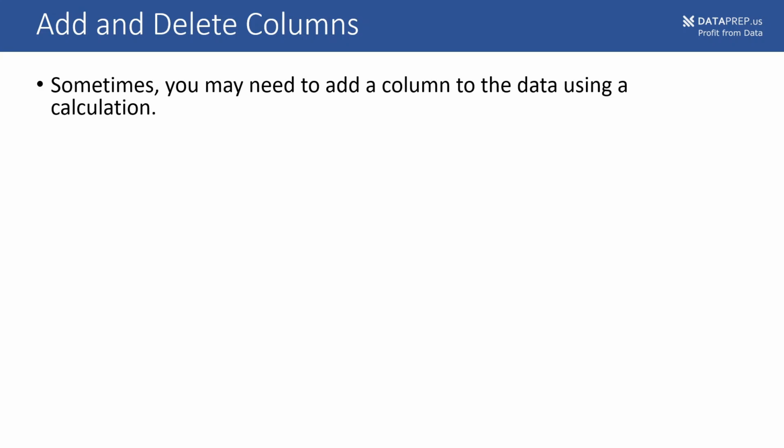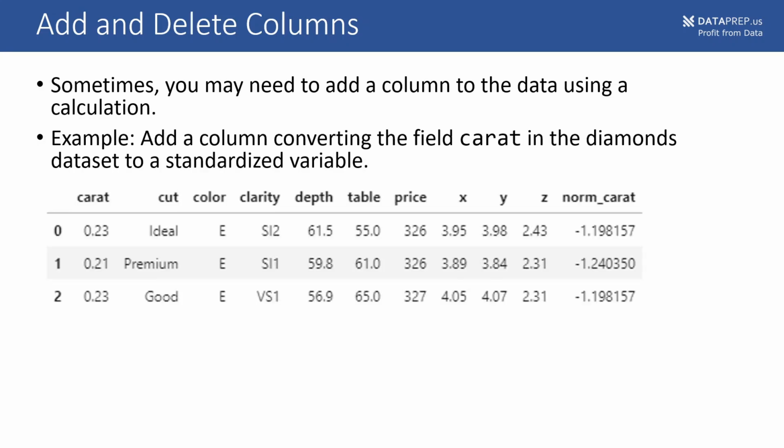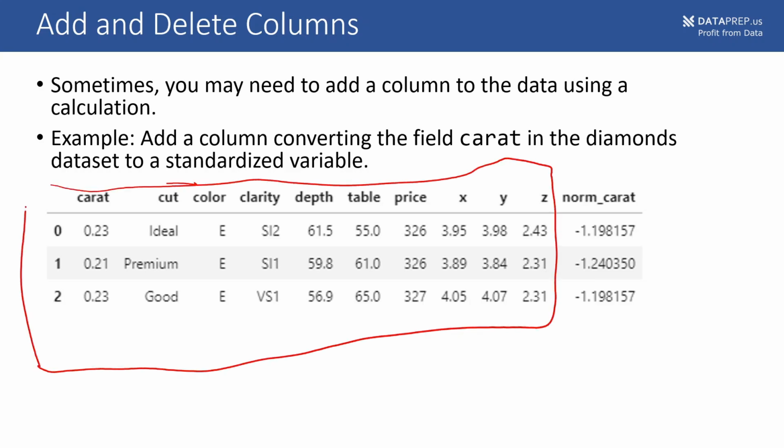Adding and deleting columns. So sometimes you may need to add a column to a data set using some calculation. So here, let's take an example. We have our diamonds data set all the way up to here. And what we wanted to do was calculate the z-score or the normalized value for carats to the right of this data set. This is something we can quite easily do. We can specify a formula for how this should be calculated.